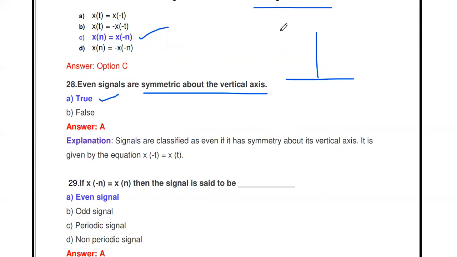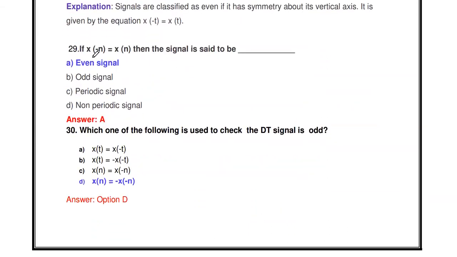So even signals are symmetric about the vertical axis. Then the next one, x of minus n equal to x of n, then the signal is said to be even. Okay, what is this condition? This condition is for even signal.